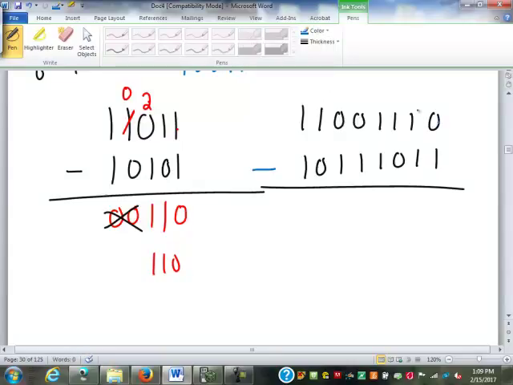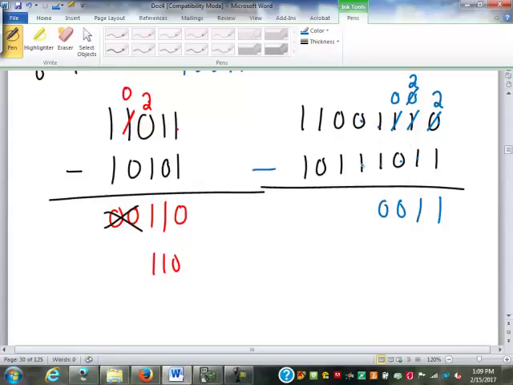0 minus 1 can't be done, so we've got to borrow. This becomes 0. This is going to become 2. 2 minus 1 is 1. 0 minus 1, we're going to borrow again. This will be 0, and this becomes 2. 2 minus 1 is 1. 0 minus 0 is 0. 1 minus 1 is 0.